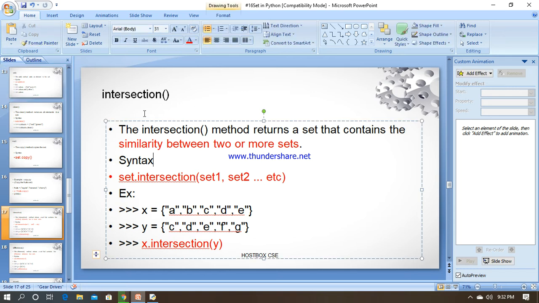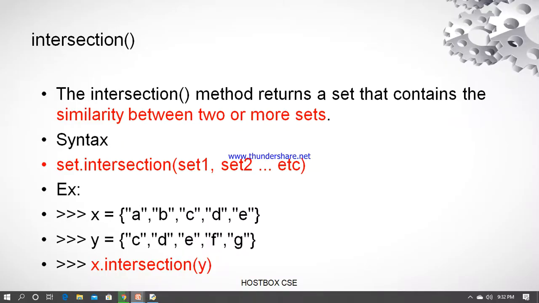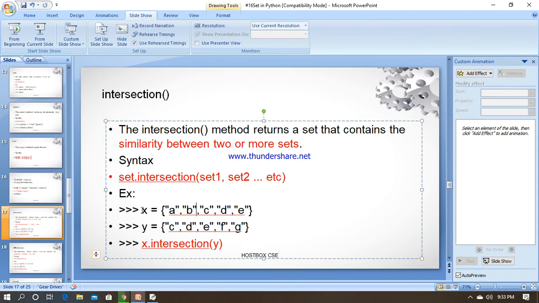Next one is the intersection. Intersection is a method that returns a set that contains the similarity between two or more sets. Example syntax is set.intersection(set1, set2) and so on. Assume that we have a set x with elements A, B, C, D, E, and y with elements C, D, E, F, G. Now you want the intersection, so I give x.intersection(y), another set. It will print the common ones. Just let me execute here.